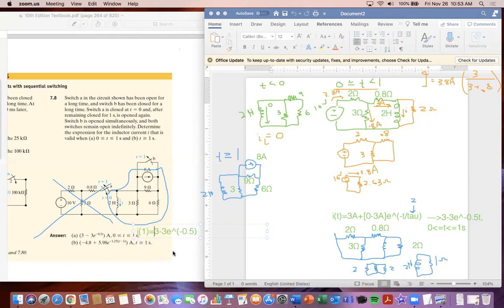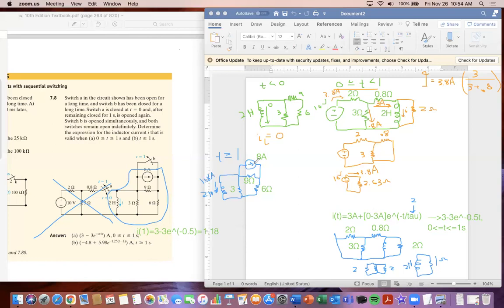When I do that, 3 minus 3 e to the negative 0.5, I got 1.18. Wait, let's see, 3 minus 3 e. Yeah, that's what I got for my value. So that should be 1.18, just so we know our initial value here. So the current going down through here is 1.18 amps, and that's just at time 1.